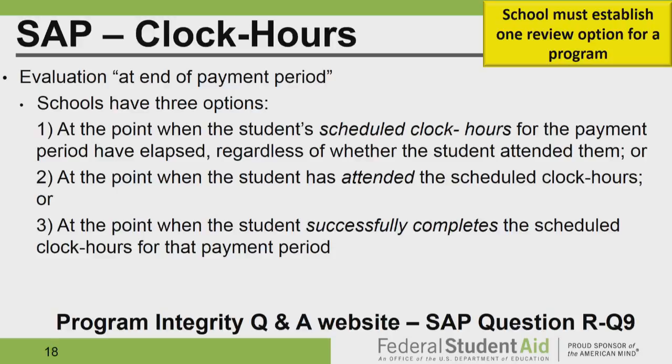So is it going to be the point where the student has reached the scheduled clock hours? Just the scheduled hours that he's supposed to be at that point. That's one point where you could say this is the end of the payment period. Is it at the point where the student has actually attended the number of clock hours that make up your payment period? Or is it number 3, at the point where the student has successfully completed the clock hours in the payment period? Now, you can choose any one of those. Be consistent in your policy. All students in that program will be treated the same.